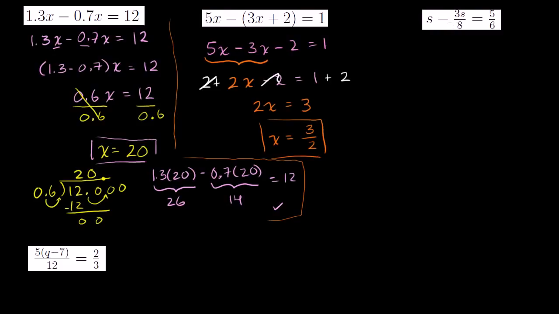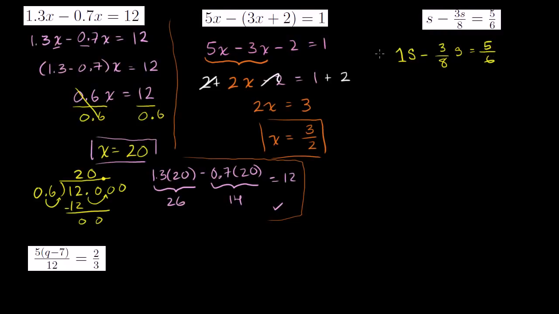So here we have to solve for s. And look, we have a fraction and two s terms. How do we do that? Well, just view it the same way. We have 1 times s minus, you could view this as 3/8 times s is equal to 5/6. You could view this as 1 times s minus 3/8 times s is equal to 5/6.